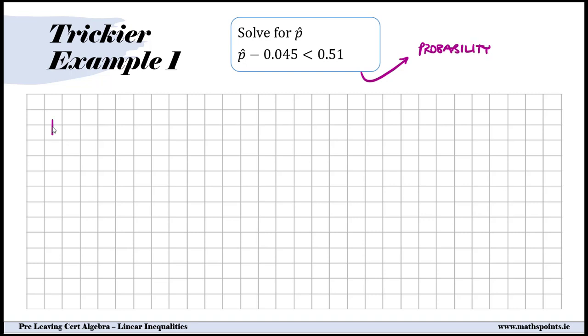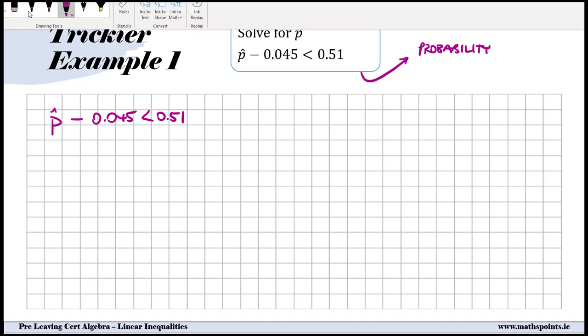We have notation here p hat. Don't worry too much about the notation for now, but just think of p hat as being like another variable, another letter that we have to solve for. So we're given this very simple inequality, p hat minus 0.045 is less than 0.51.